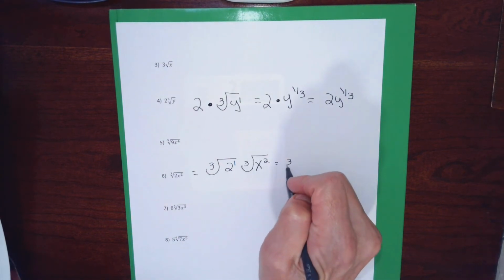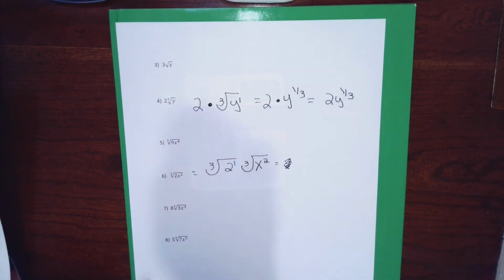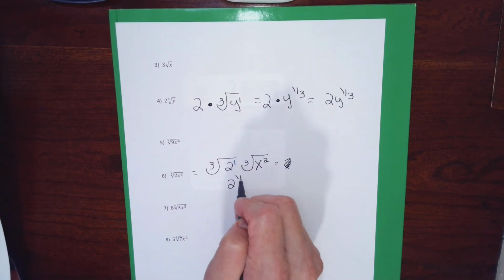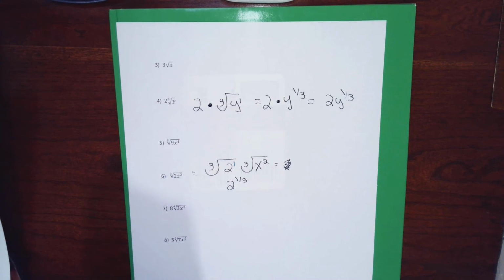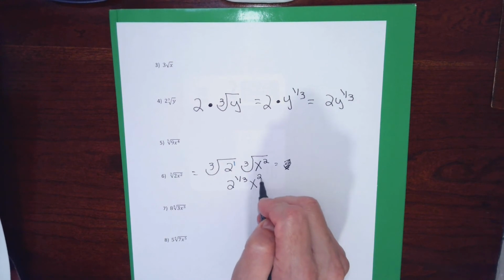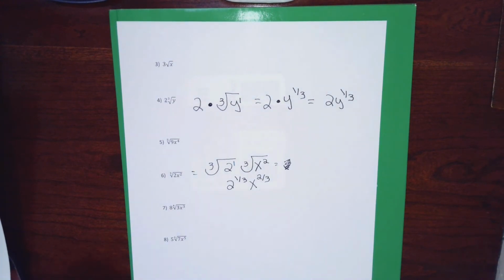Now this is going to be the cube root, now I can make fraction exponents. The cube root of 2 to the 1st, I can write as 2 to the 1/3. I was going to write a times sign, but it's going to be implied, so I'm not going to write the times sign. And the cube root of x squared, I can say is x to the 2/3.